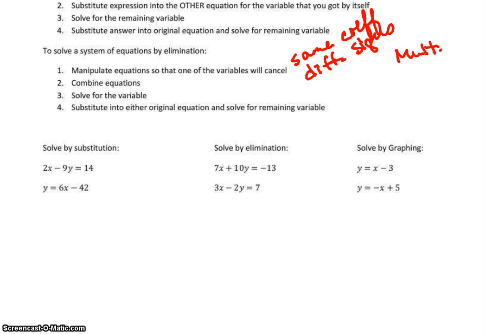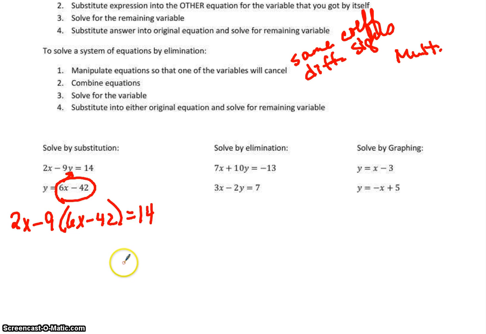So number 1 says solve by substitution. Notice that y is by itself. That's a good thing. This expression goes into the other equation for y. If you have circled an x, you cannot put it in the x spot, okay? We're trying to get this set up so that we have a long equation with one variable. So it's going to become 2x minus 9, and then instead of the y, you open parentheses and put your 6x minus 42, close parentheses, equals 14.